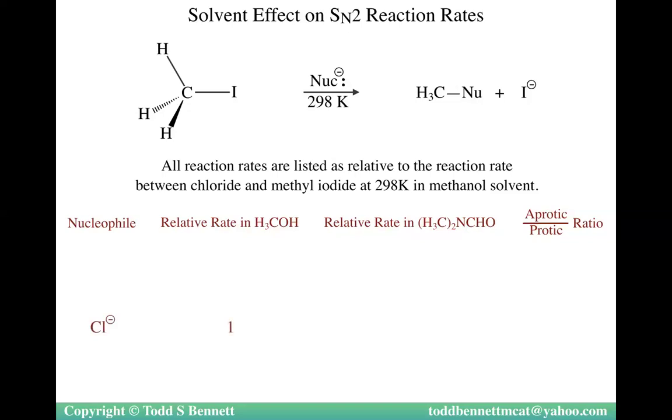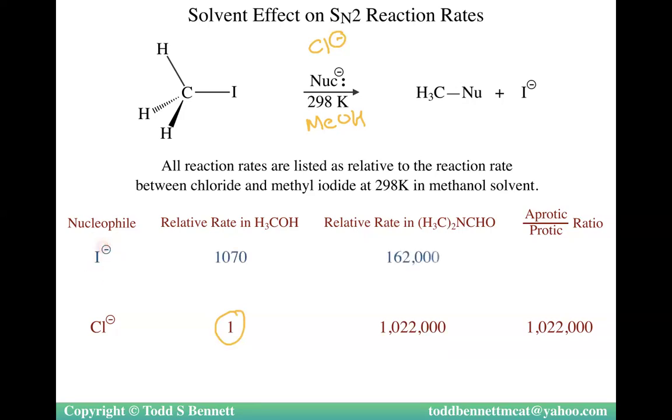Now I know this is going to favor an SN2 reaction, so aprotic should be faster. If we want to compare, this is our baseline. Methanol is my solvent and Cl minus is my nucleophile. That's why this is a 1. Everything's relative to 1. It tells me that it's about 1,000,000 times faster when done in an aprotic solvent.